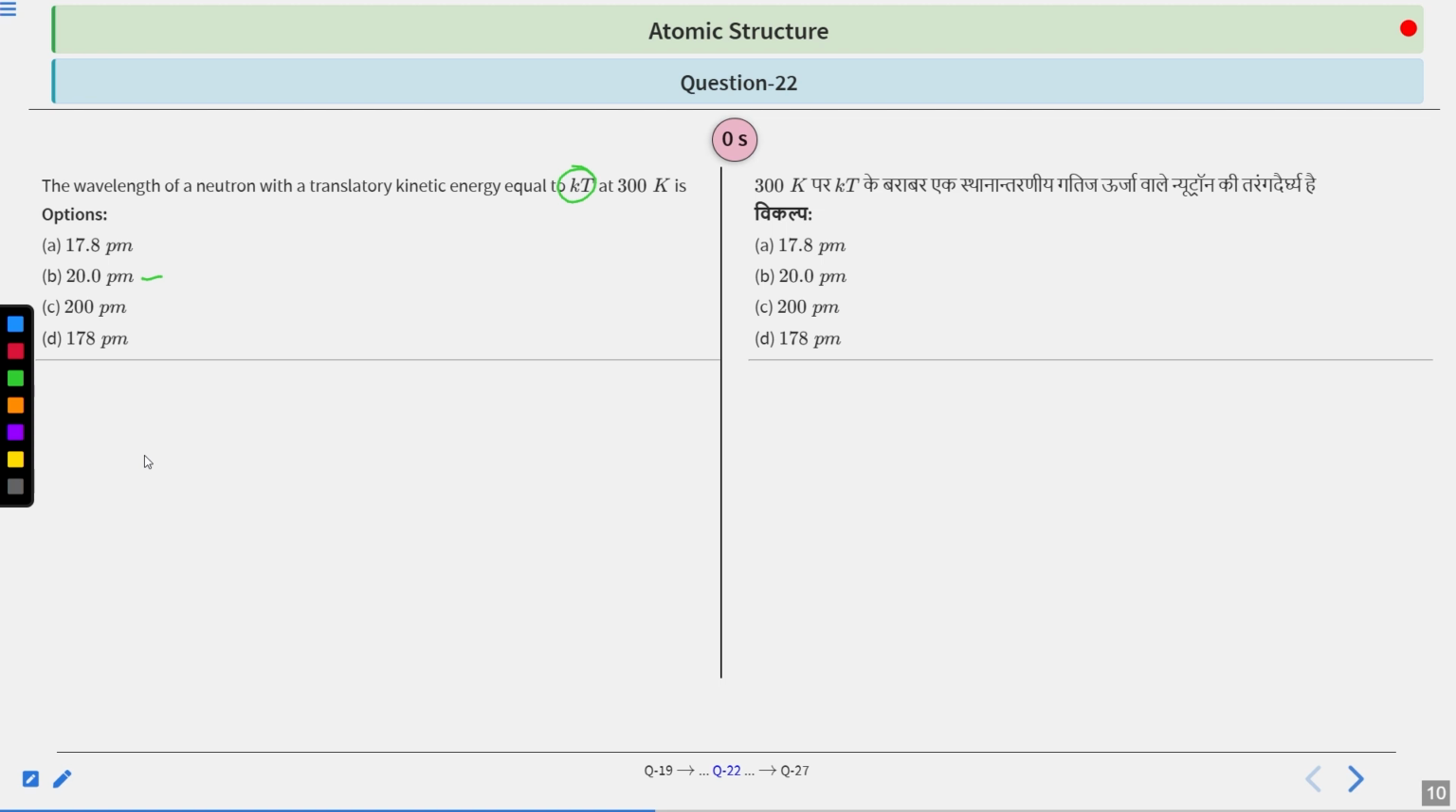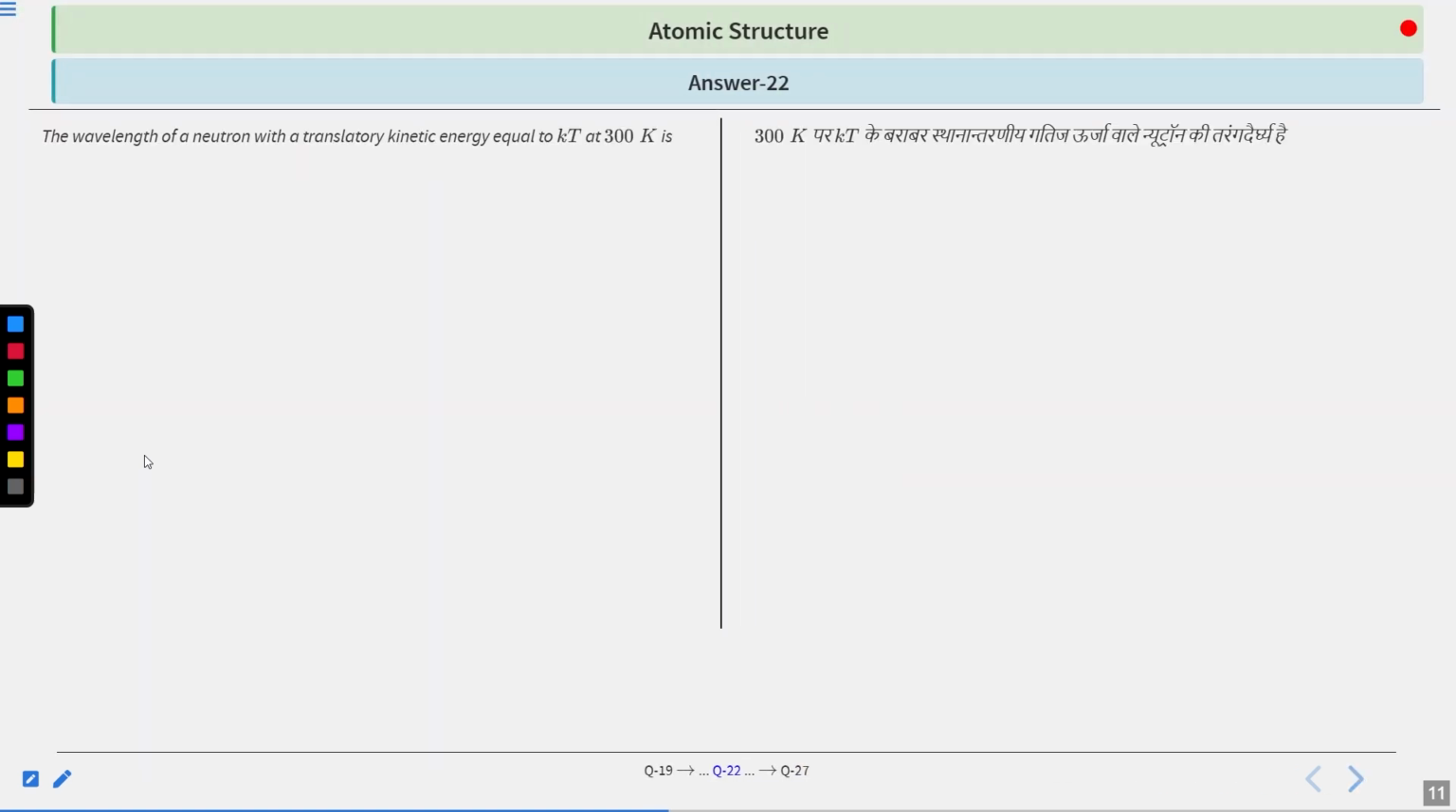Okay, now let us see the solution. What is the question that has been asked? The question is saying that we have to find the wavelength of a neutron, and its kinetic energy is already given, which is kT, and the temperature is given as 300 Kelvin. For those who have solved, the correct option is D, which is 178 picometer.